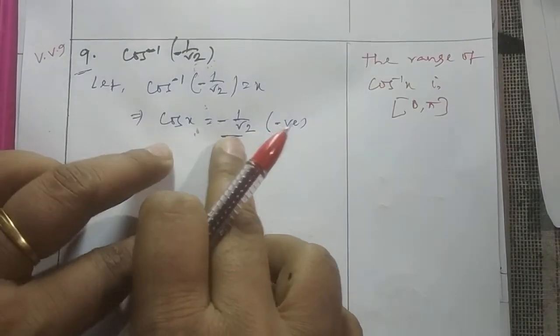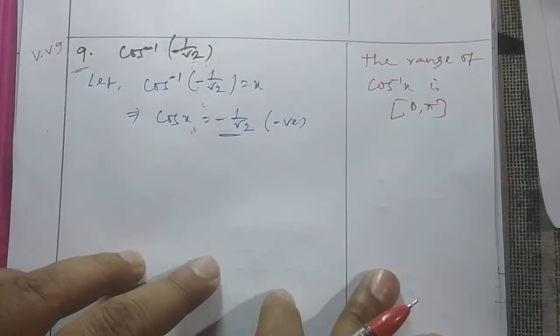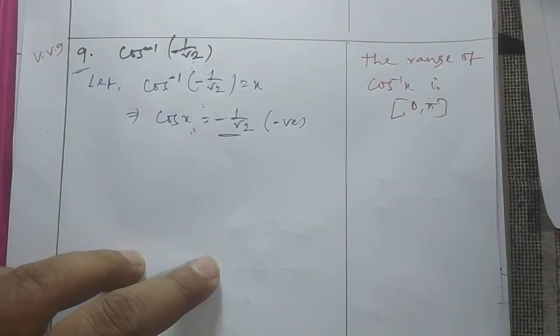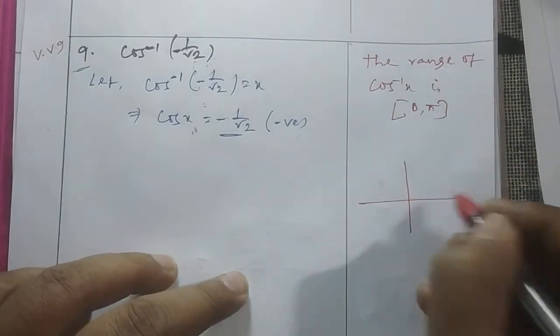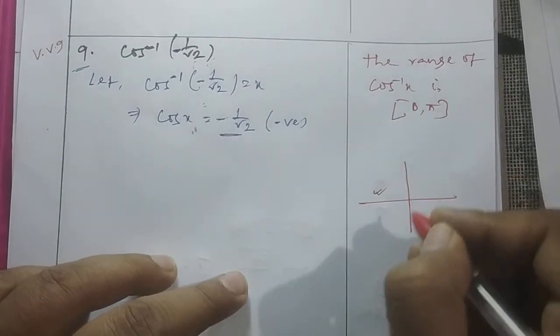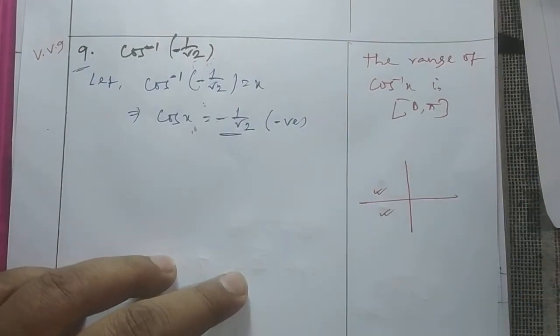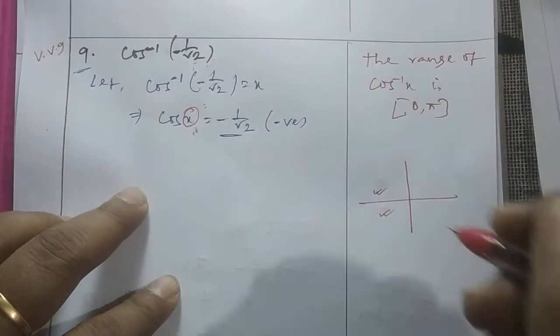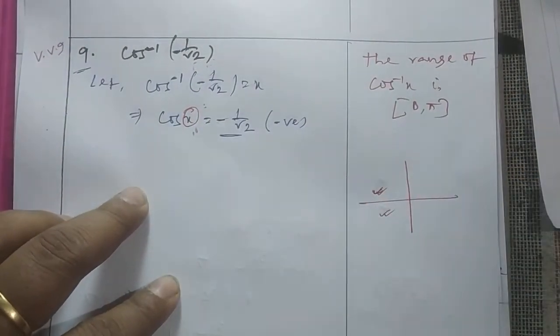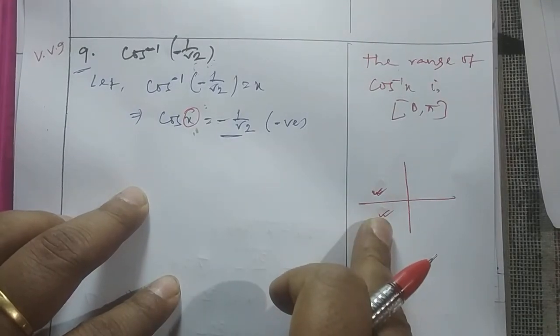Ultimately we have got cos x is negative. Now tell me in which quadrant cos x will be negative. That we learned in class 11, correct? We know in the second quadrant and third quadrant cos x will be negative. So it is clear from here the angle x may be lying in the second quadrant or in the third quadrant.